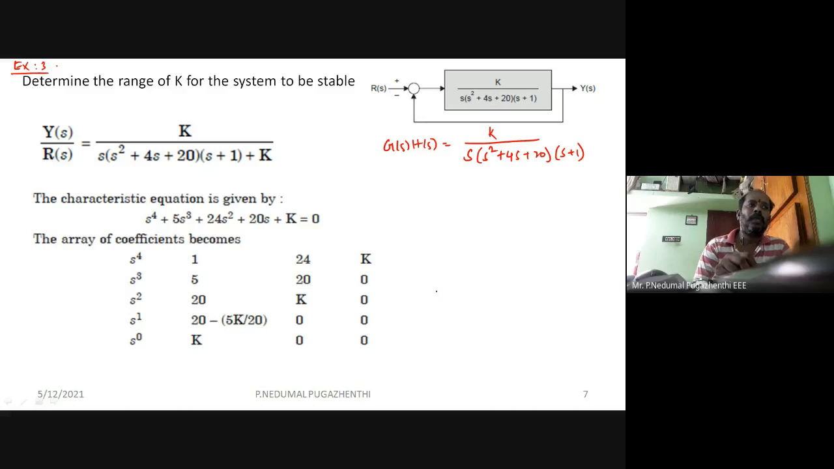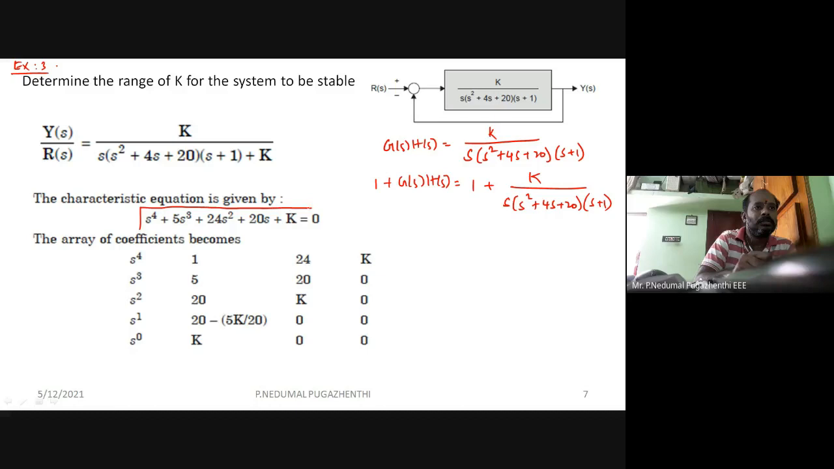But what is required? I want the closed loop transfer function, and particularly I am interested only in your characteristic equation. What is your characteristic equation? 1 plus G of S H of S. So I will have 1 plus K divided by S into S squared plus 4S plus 20 into S plus 1. What is asked actually? Find the range of K for which the system remains in the stable region.